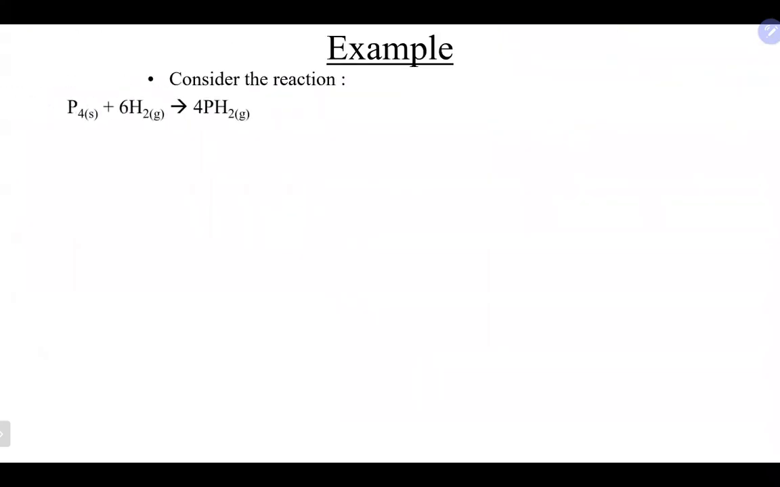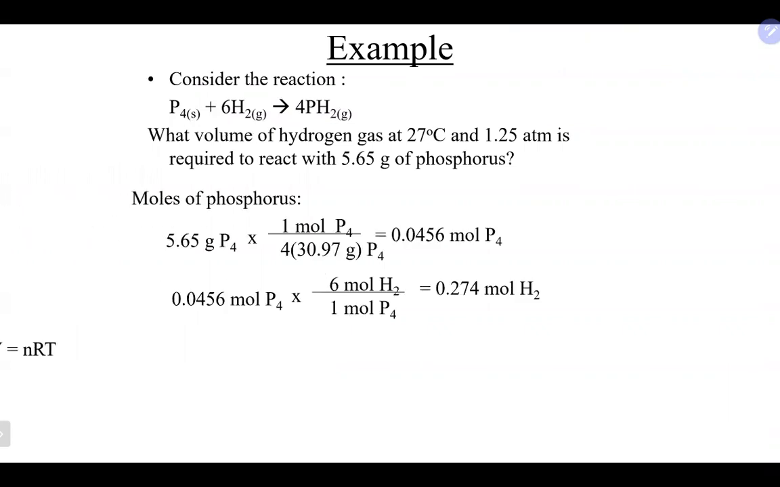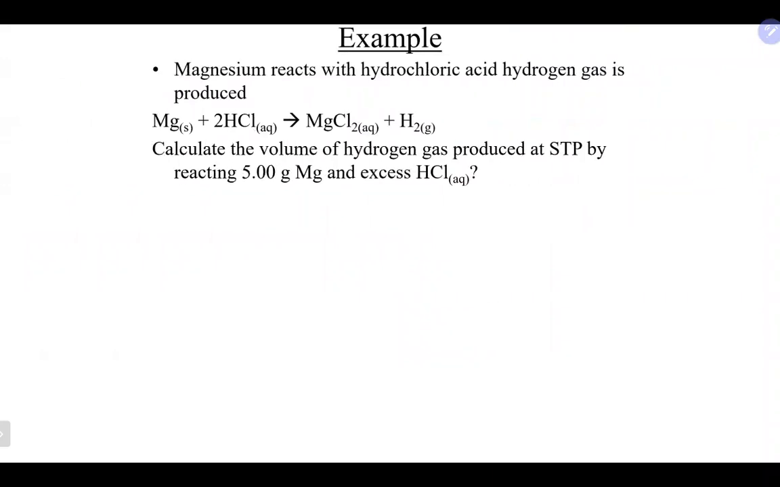Okay, let's try another one here. This is pretty much identical to what you did in the first experiment last week, with this equation here. Calculate the volume of hydrogen gas that's produced at STP if you started with 5 grams of magnesium via this reaction. Okay, let's take a look.